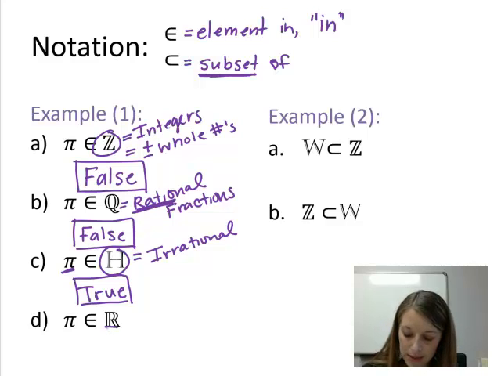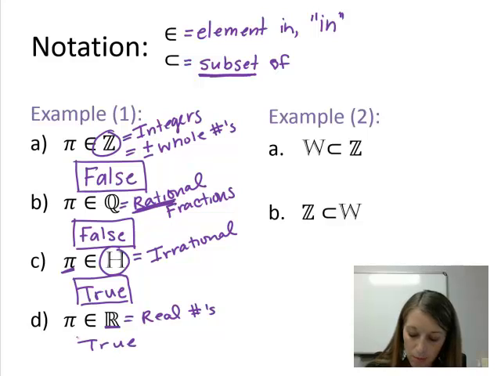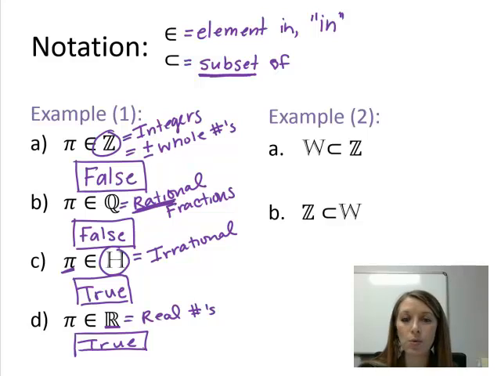Last but not least, my double bar R, that stands for real number, or any number that can be put on the number line. And pi is 3.14, and so on and so forth. So pi is a real number. So the answer to this is true. Remember, all of the numbers that we see so far will always be real numbers.